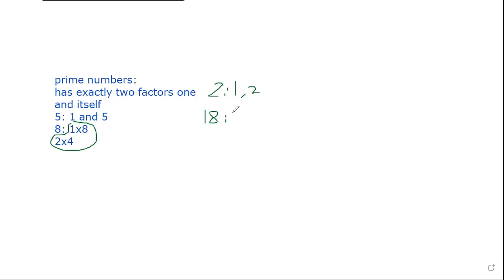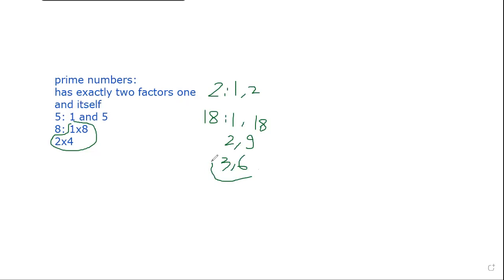Look at 18. It has a lot of factors. 1 times 18. We also have 2 times 9 and 3 times 6. So these are the factors of 18.